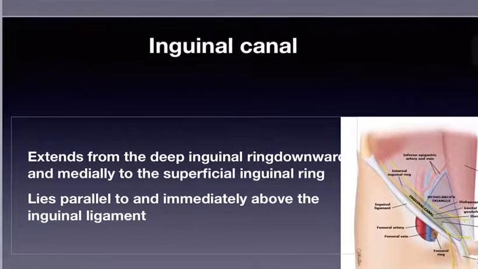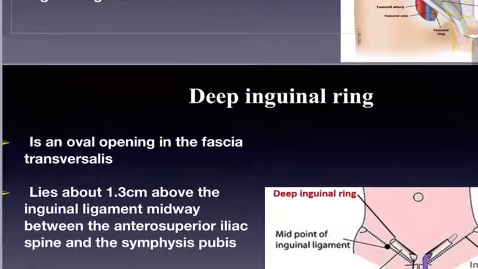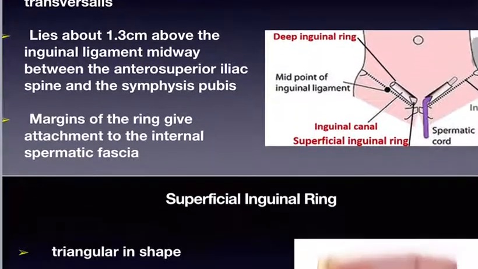It extends from the deep inguinal ring downwards and medially to the superficial inguinal ring. It lies parallel to and immediately above the inguinal ligament. Deep inguinal ring. It is an oval opening in the fascia transversalis. It lies about 1.3 cm above the inguinal ligament, midway between the anterosuperior iliac spine and the symphysis pubis. The margins of the ring give attachment to the internal spermatic fascia.